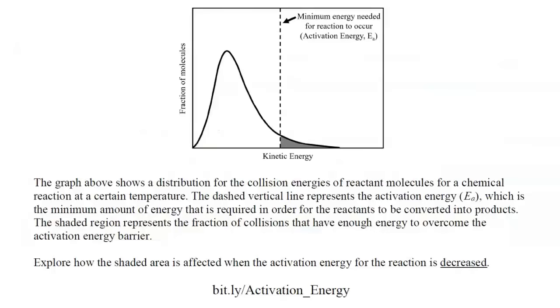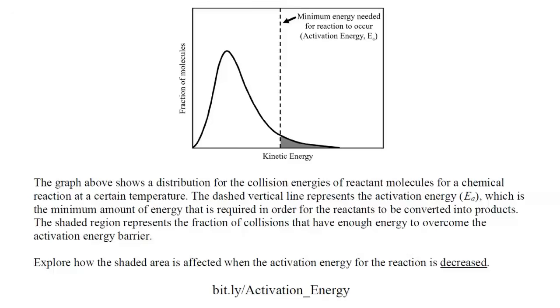All right, here we see a graph that we've seen before in this packet. The graph shows a distribution for the collision energies of reactant molecules for a chemical reaction at a certain temperature. The dashed vertical line represents the activation energy, which is the minimum amount of energy that is required in order for the reactants to be converted into products. The shaded region represents the fraction of collisions that have enough energy to overcome the activation energy barrier. So let's explore how the shaded area is affected when the activation energy for the reaction is decreased.